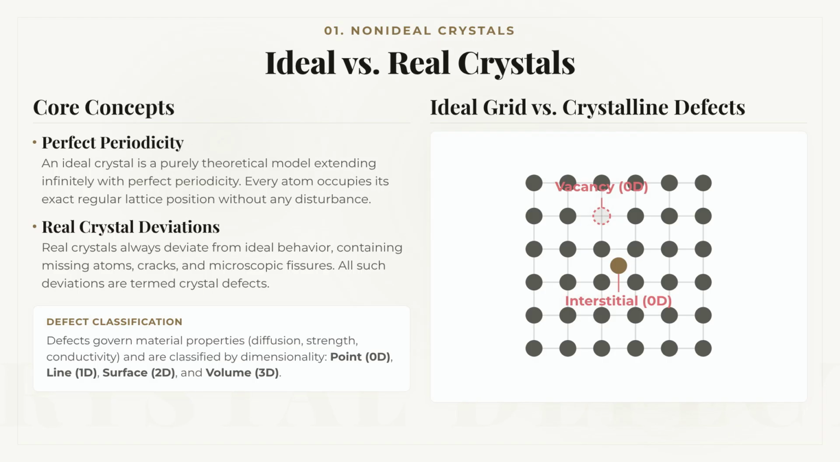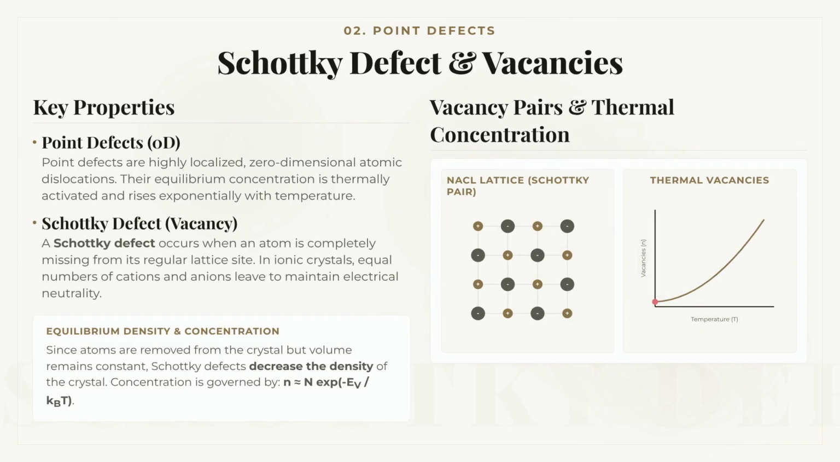Depending on the dimensions over which they exist, crystal defects are classified into 4 categories. Zero-dimensional defects are called point defects. Let us begin with point defects. Point defects are localized imperfections involving only one or a few atoms. Since they are confined to a very small region, they are called zero-dimensional defects.